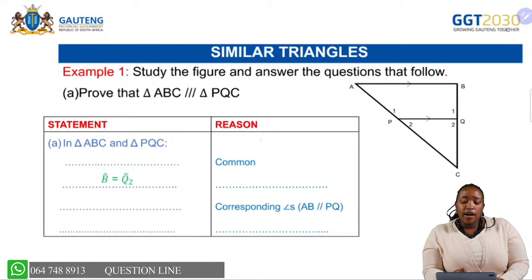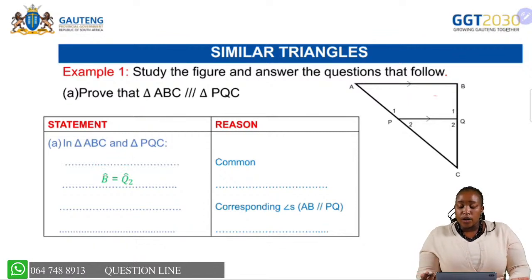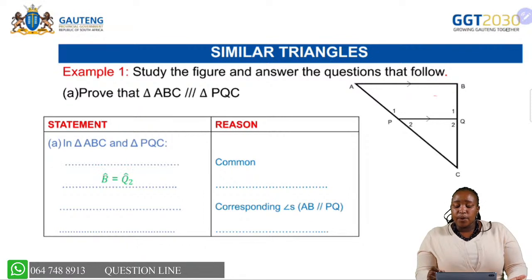Okay, so here you're given a reason and it says you have something in common. These two triangles have a common something and you're asked to give what that is. All right, so we go to our diagram and we look. We have two triangles here. The big triangle is ABC and the small triangle is PQC. Right, what do they share? They share the angle at C.